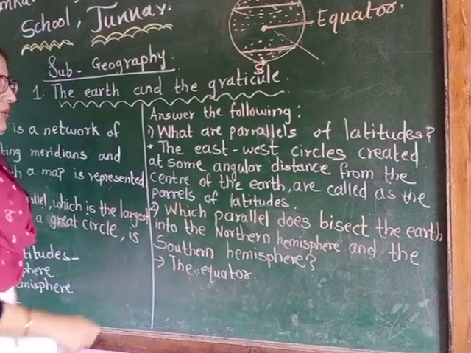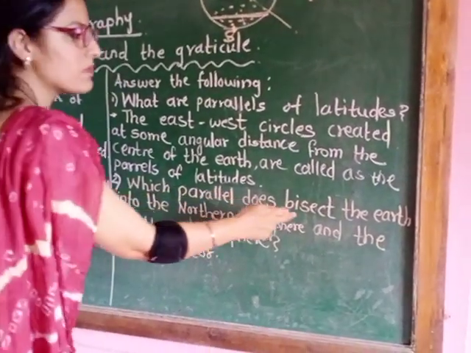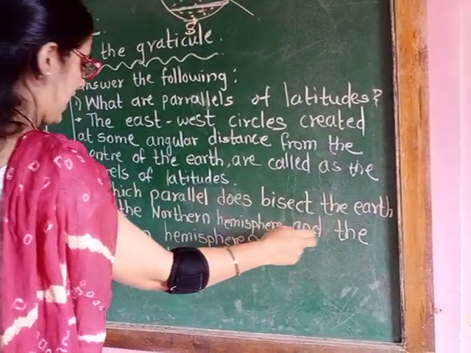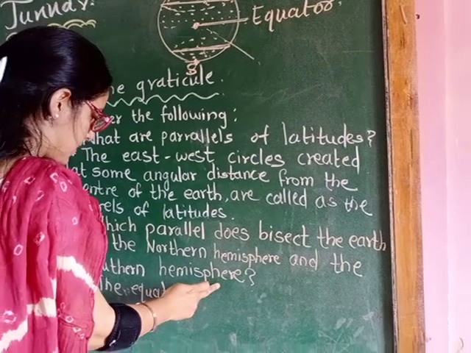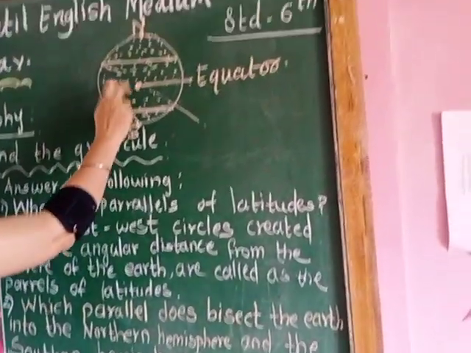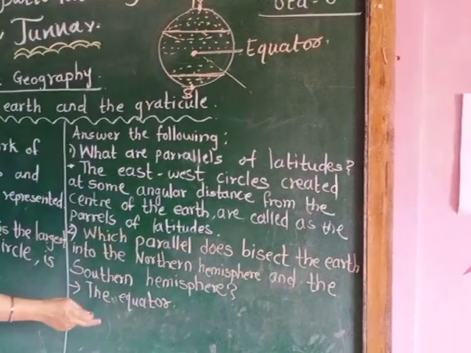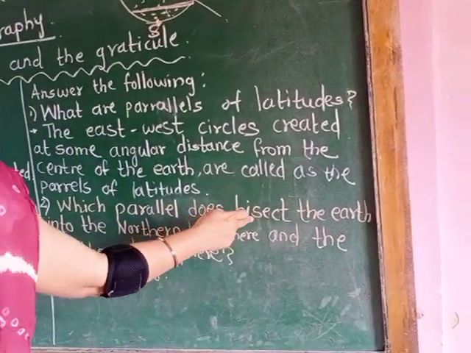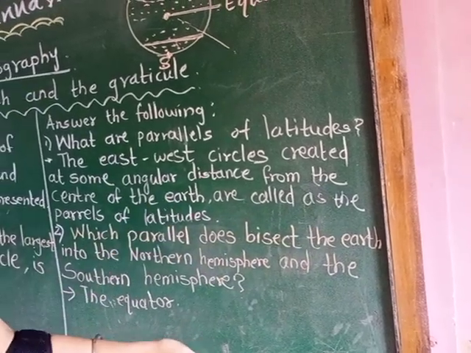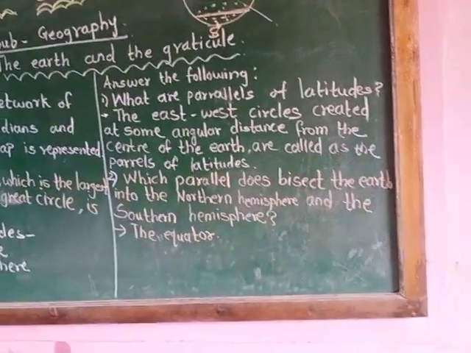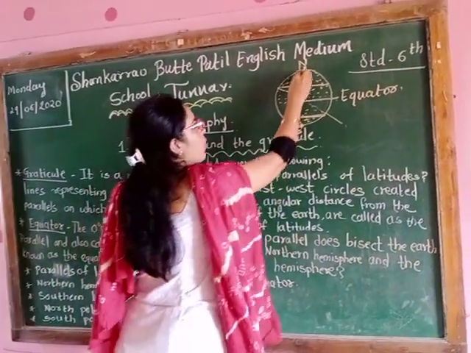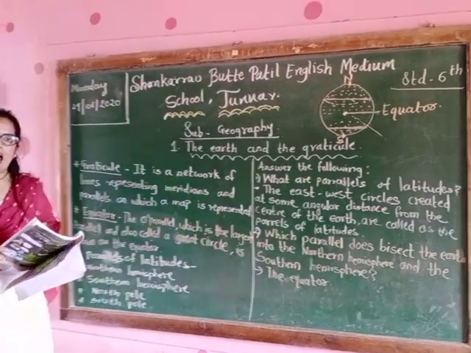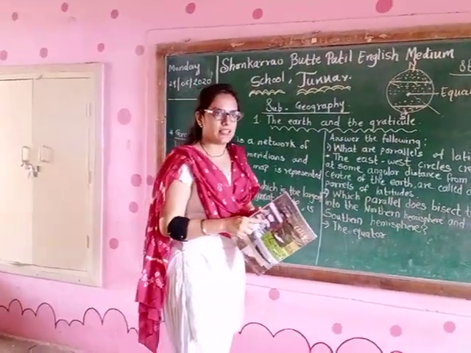The next question: which parallel bisects the earth into the northern hemisphere and the southern hemisphere? Of course, it is your equator. You have to write this answer in a full sentence: the equator bisects the earth into the northern hemisphere and the southern hemisphere. And then we get two poles, the North Pole and South Pole. I hope you have understood today's concept.